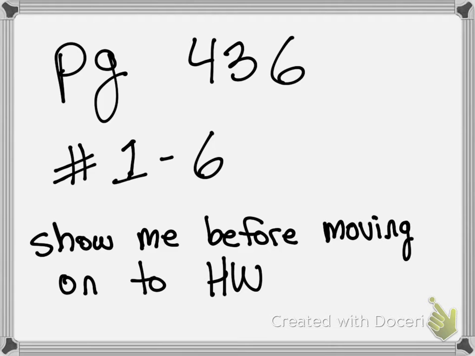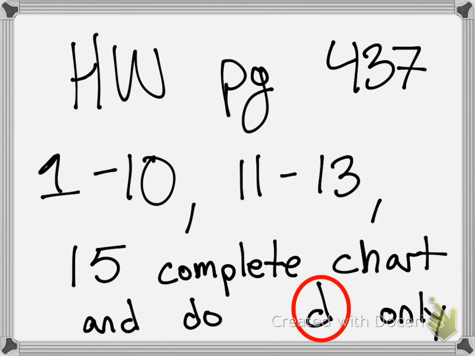Now, I want you to go to page 436. We're doing numbers 1 through 6. Before you move on to your homework, you must show me that you finished in class. Okay. Homework is page 437, numbers 1 through 10. On the back side, you're going to do 11 through 13. For 15, all you're going to do is complete the chart and do D. Really, super easy.